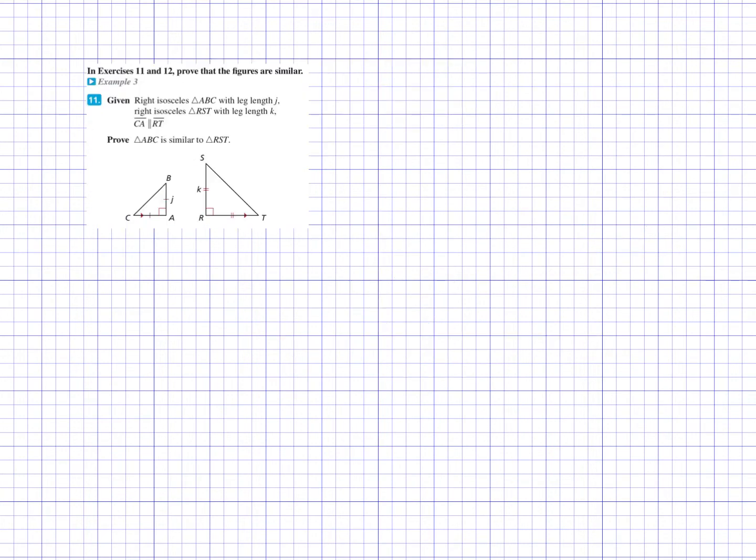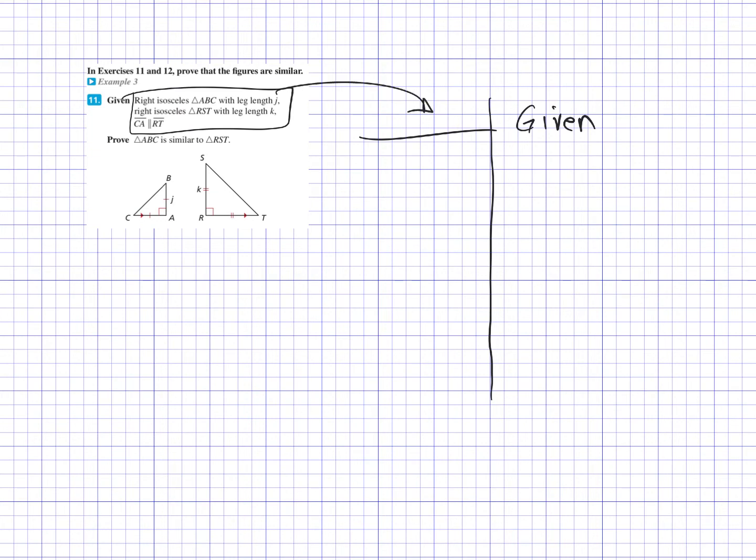All right, let's do these proofs. This is important. You blow these off, you're going to hurt yourself. Okay, so what do we have here? Our given, we have right isosceles. So I'm just going to write given here. You don't have to write the whole thing there for what it is. This whole thing goes right here. Okay, so that's your given.